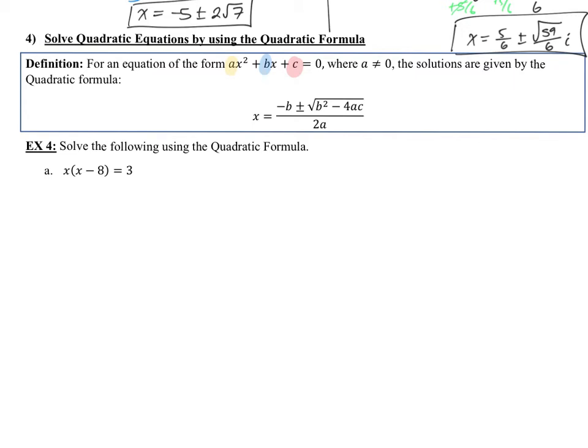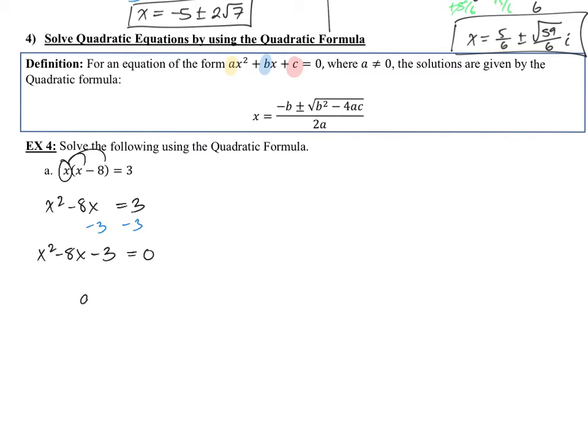Let's take a look at our first problem. Gosh, it's not even in the right form yet. It's not equal to 0. And we have these weird parentheses. So let's go ahead and get this in the right form. Okay, so distributing that, we get x squared minus 8x equals 3, almost in the right form. We've got to get that 3 to the other side. And then we have x squared minus 8x minus 3 equals 0. All right, now it is in the perfect form for using the quadratic formula.